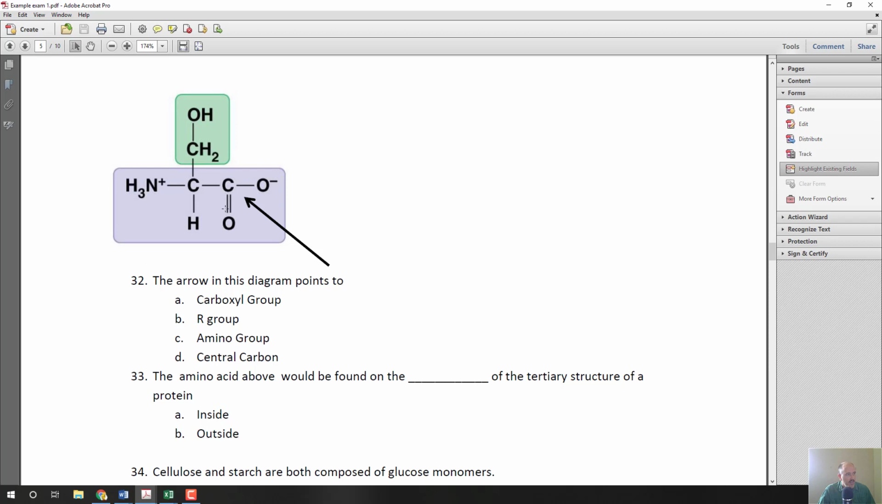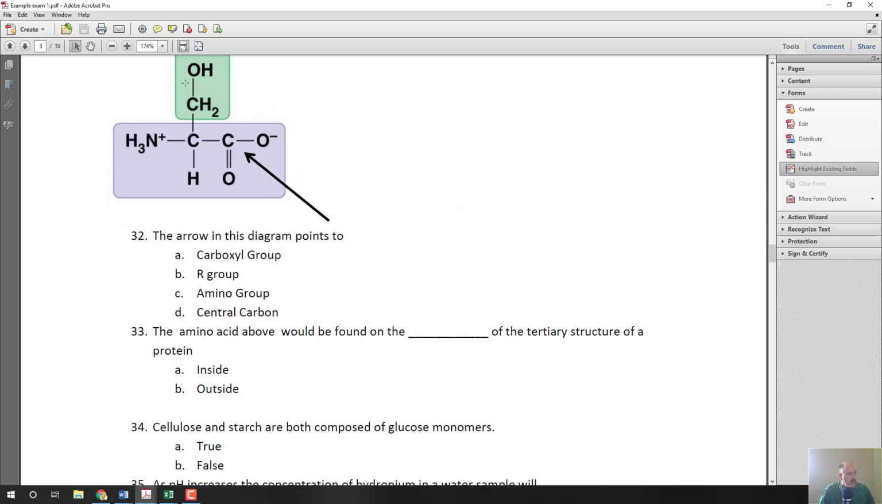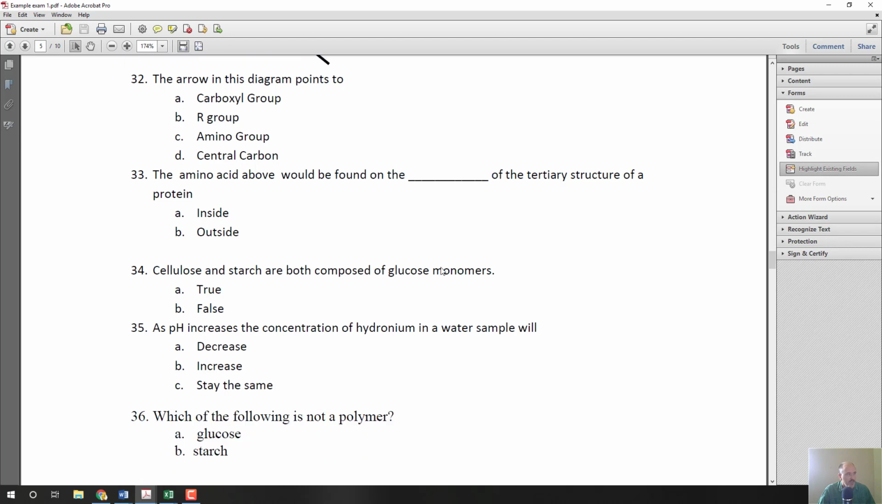What is this right here? That is a C. I'm sorry, that is an A, carboxyl group. The amino group, C, is down here. Okay? And here's the side chain, or the R group.